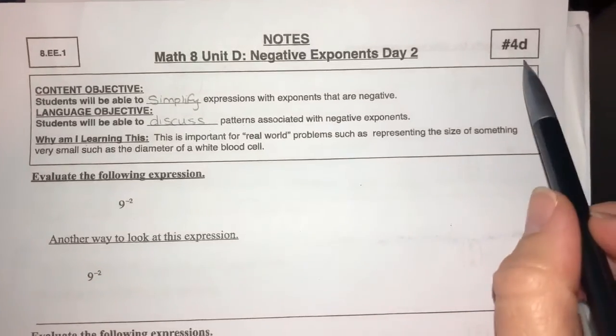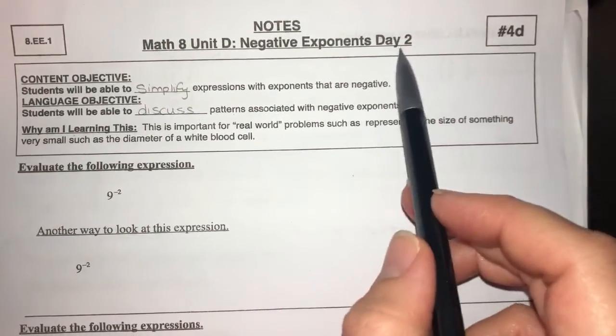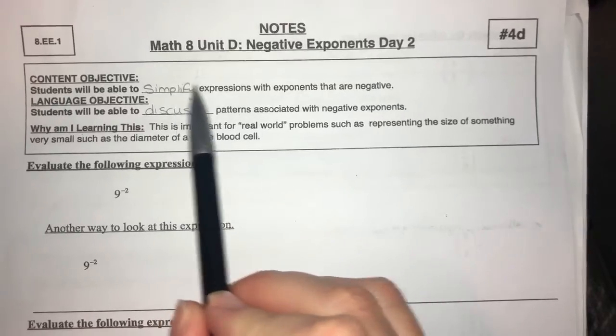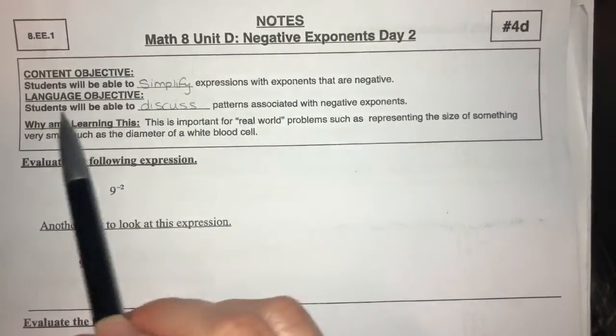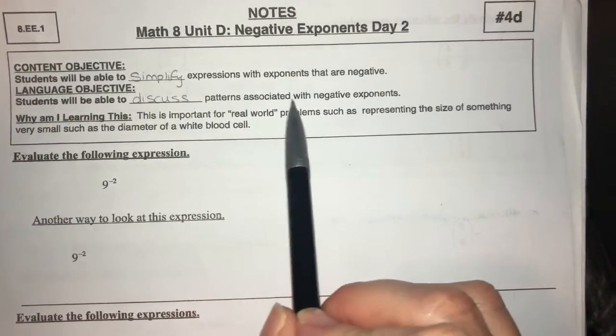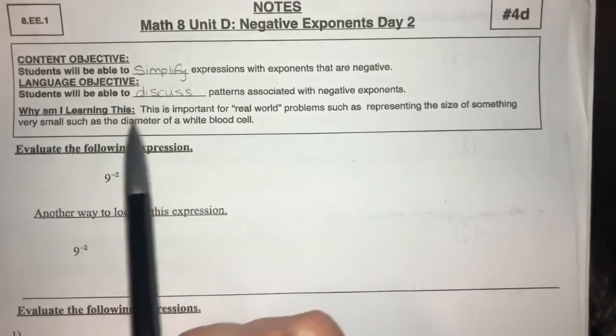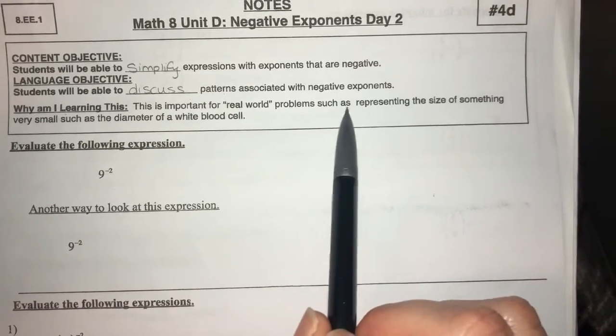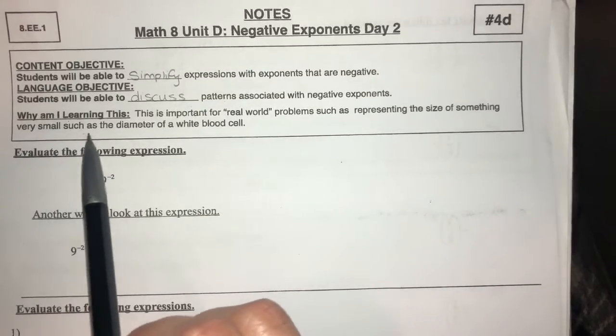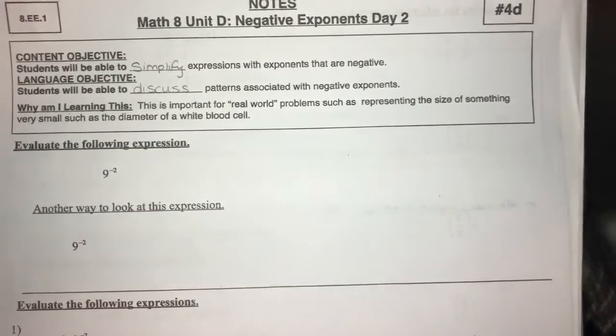Hello, today we're going to lesson 4D, negative exponents, day 2. Today students will be able to simplify expressions with negative exponents. Students will be able to discuss patterns associated with negative exponents, and this is important for real-world problems such as representing the size of something very small, like the diameter of a white blood cell.